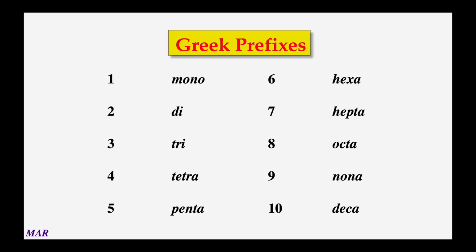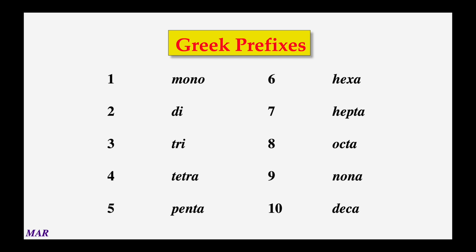This is the list of the Greek prefixes, 1 through 10. They do go on past that, but it's very rare to use them. Most of the time in my world, I use 1 through 8. Once in a while, 9 and 10. I haven't used 11 for a long time. But anyway: mono, di, tri, tetra, penta, hexa, hepta, octa, nona, deca.